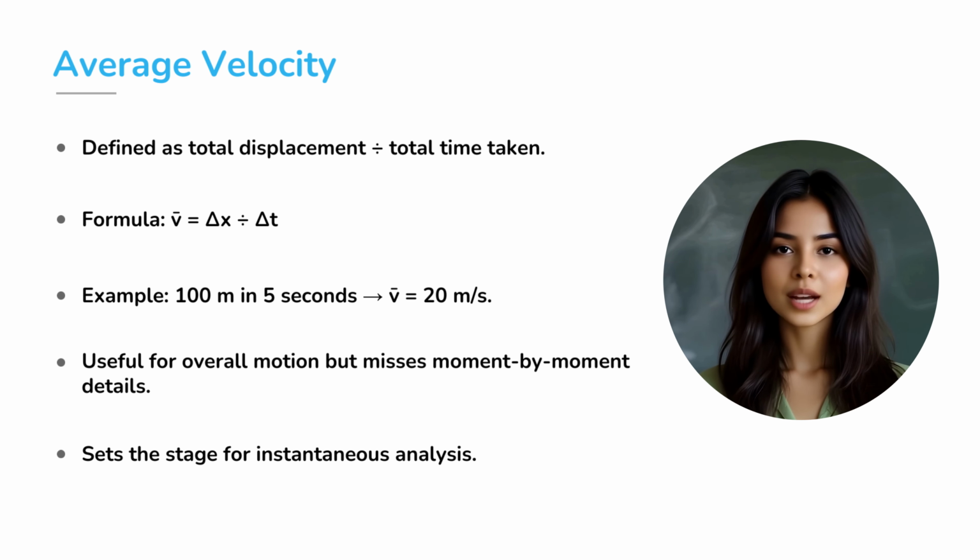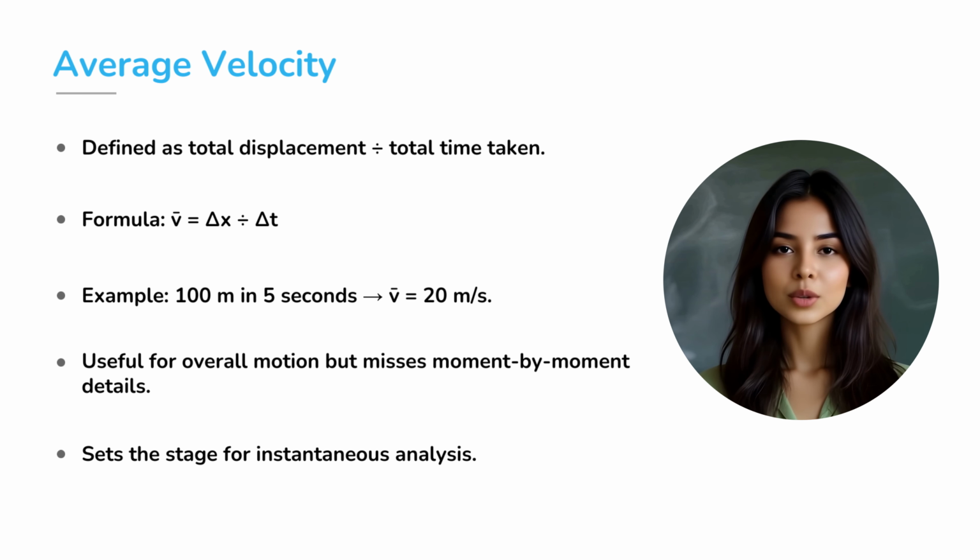It tells us how fast an object moves over a stretch of time and is defined as total displacement divided by total time taken. In formula form, v bar equals delta x divided by delta t, where delta x is the change in position and delta t is the time interval.